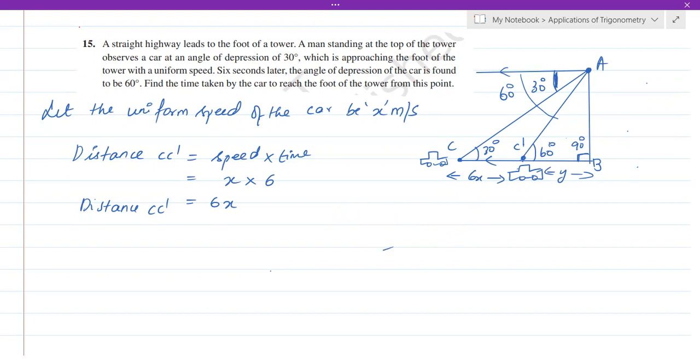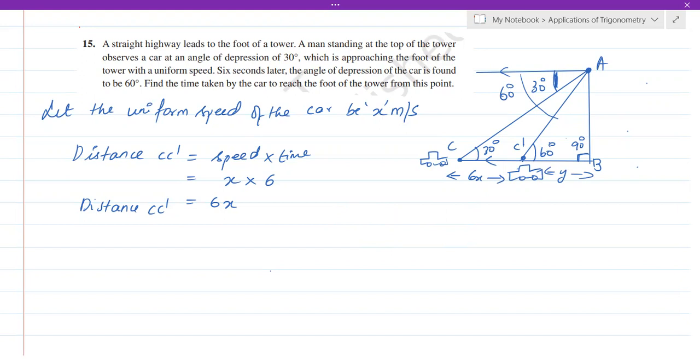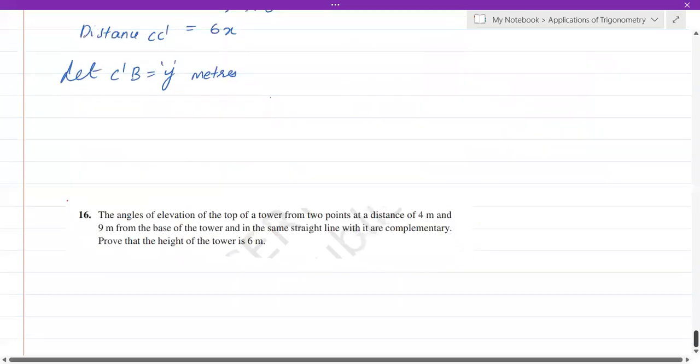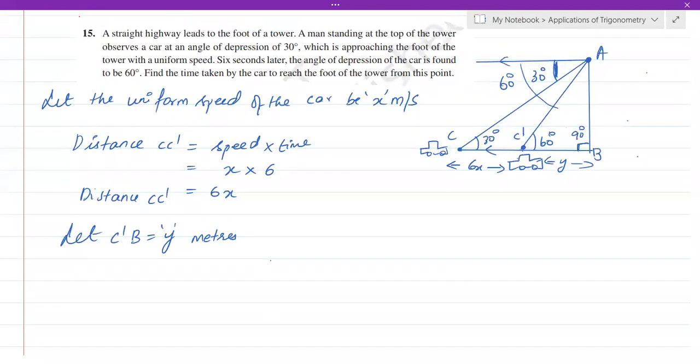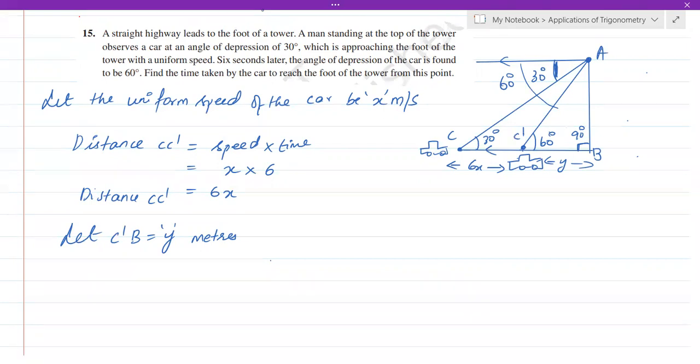So here what we have done is, we have calculated CC dash, which is 6x, and we don't know the distance C dash B. We have taken it as y. Let C dash B be equal to y meters. Now here if you observe carefully, there are two right angle triangles. One is ABC dash and another one is ABC. So what we are going to do is find the common side. AB is the common side in both the triangles.